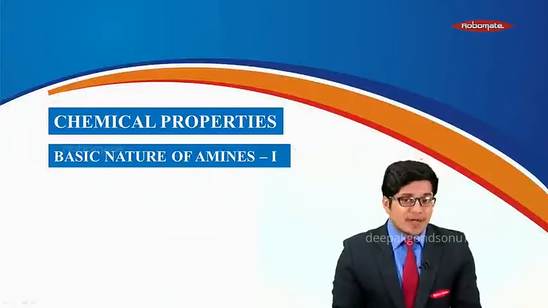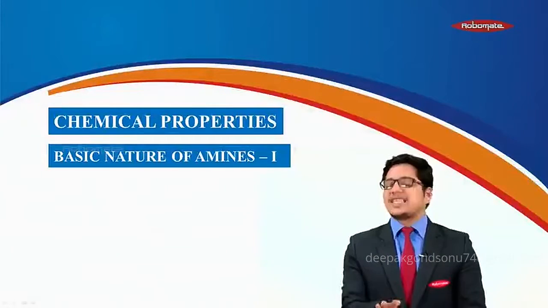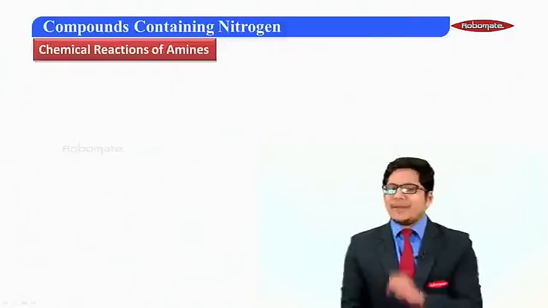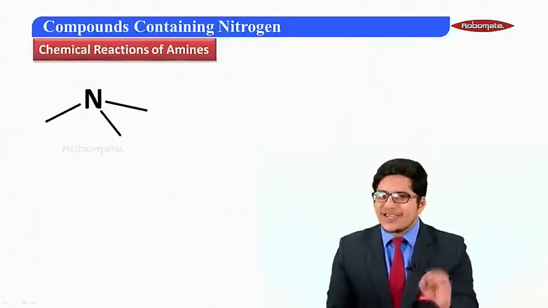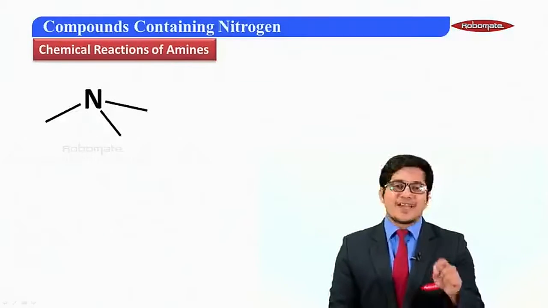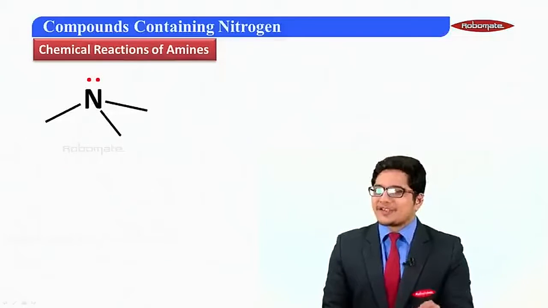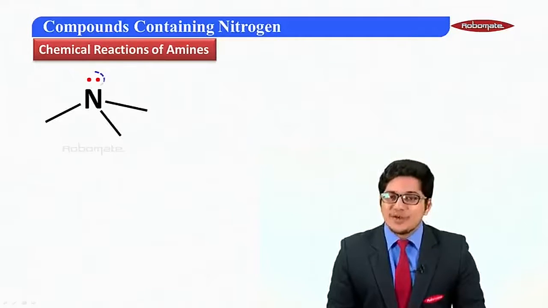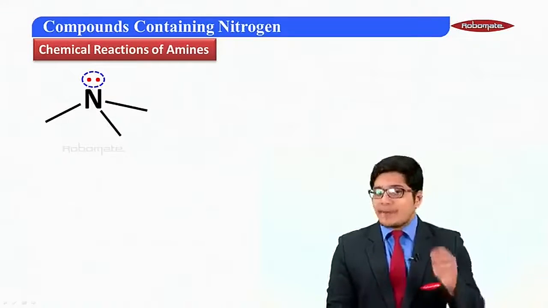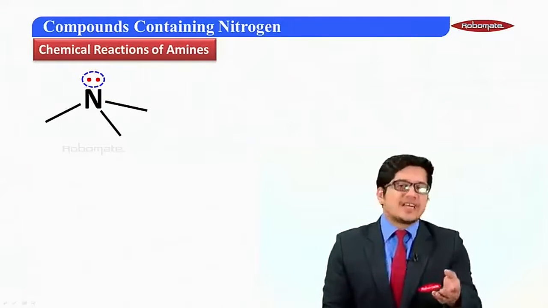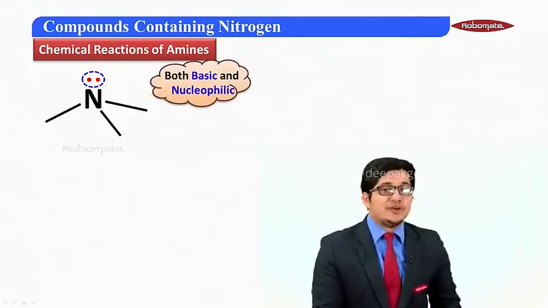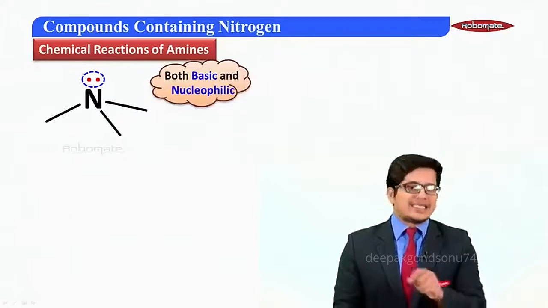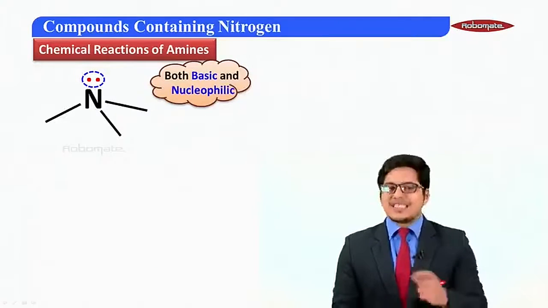Students, now we are going to discuss the basic nature of amines. Before starting, we need to know that amines consist of nitrogen, and every nitrogen has one lone pair, that is, two electrons. Because it has an excess of electrons, it acts as a nucleophile and also as a base. Now, let's see further.